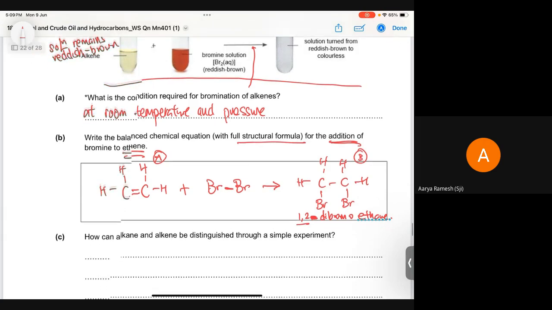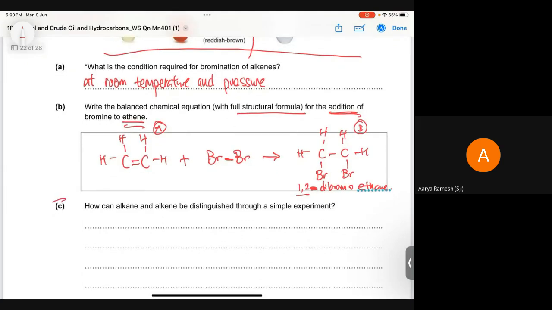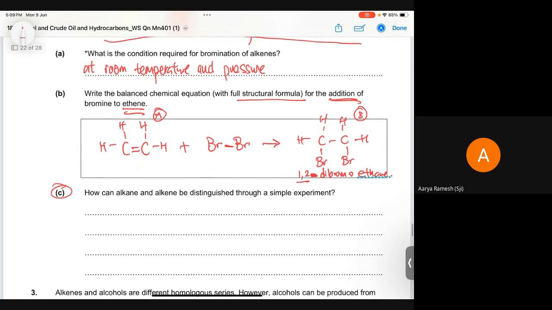Now, part C. Hassan, help me. This one I mentioned just now, right? What do you think will be the answer for this? This will typically be worth about 2 to 3 marks in the exam. When you add alkene to a bromine solution, what would you add? In this case, my first line is I add bromine solution to both of them.